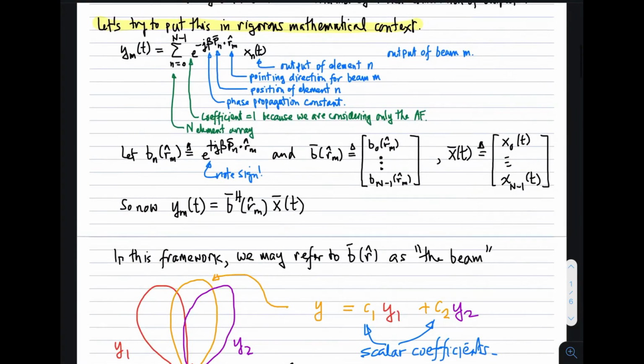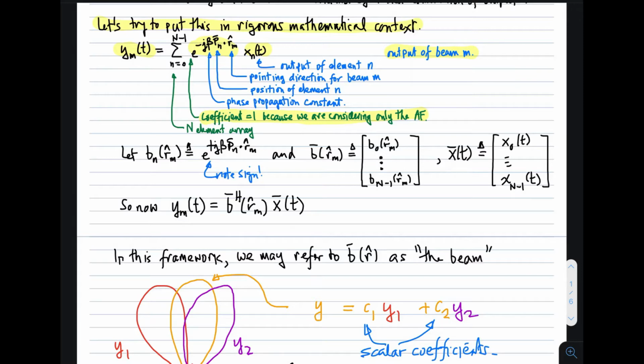We'll start off with this expression. The beam output, that is the output of beam m, subscript m enumerating the beams, is, as usual, the sum of the product of the output of elements, so x sub n is the output of the nth element, times this factor. Now remember, we're talking about the array factor here, so the coefficient of this factor is 1 because we're considering only the array geometry and not the element patterns. Right, so we have to account only for the element positions.